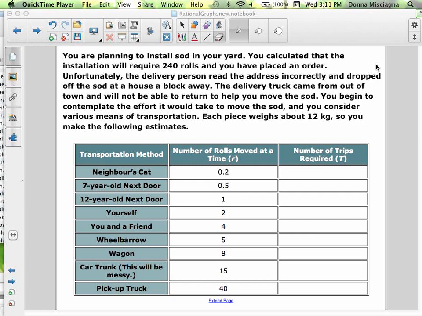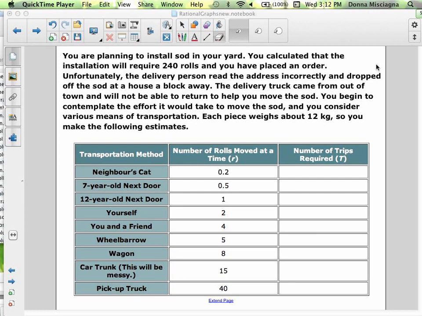So let's take a look at the number of trips required. If we know how many rolls they can move, and we know that there's 240, how do we figure out the number of trips it takes? We'd have to add up, first, how many altogether everyone can take. Oh, everyone's not going to go together. You're going to use one transportation mode at a time. If all the transportation modes work together, that would be a little harder of a problem, a little harder to graph.